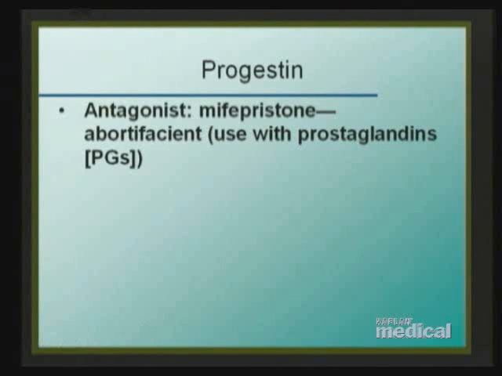Do we have a progestin antagonist? Well, we do. It's the famous drug mifepristone. Don't forget that mifepristone is also a glucocorticoid antagonist. That's why we mentioned it twice now in that endocrine section. As a progestin antagonist, it is used as an abortive agent with prostaglandins, particularly the drug misoprostol.